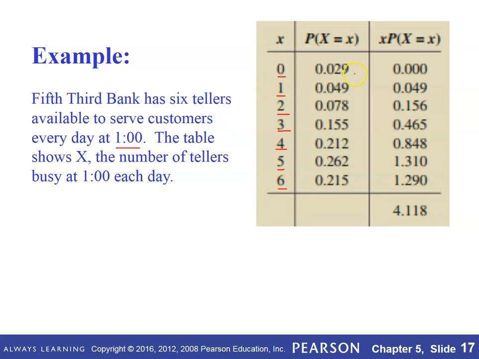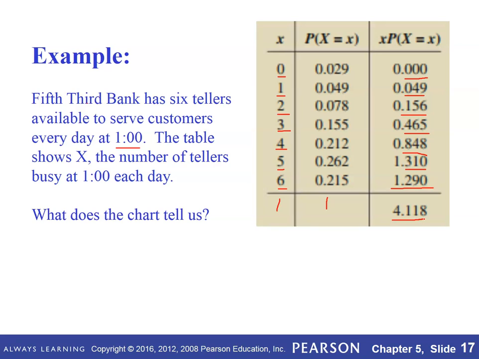Well, if we use that formula, or at least the process, this is what we would do to figure out the average number of tellers, or the expected number of tellers every day. We could take 0 times 0.029, which is 0. 1 times 0.049, which is 0.049. 2 times 0.078 is 0.156. And all I'm doing is multiplying things in this row by the things in this row to get everything in the third column. Okay? So I multiply all those together, and then I add them all up, and my answer is 4.118.